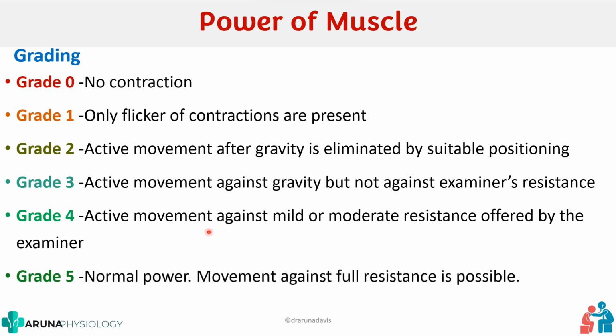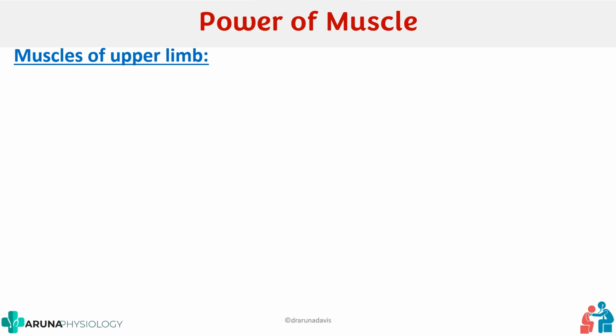Now grade 5 is normal power, which means that movement against full resistance is possible. So this is the grading of power. Once we examine the muscle, we are going to grade it, we are going to see what the power is. Okay. So now we'll start examination of muscles of the upper limb.